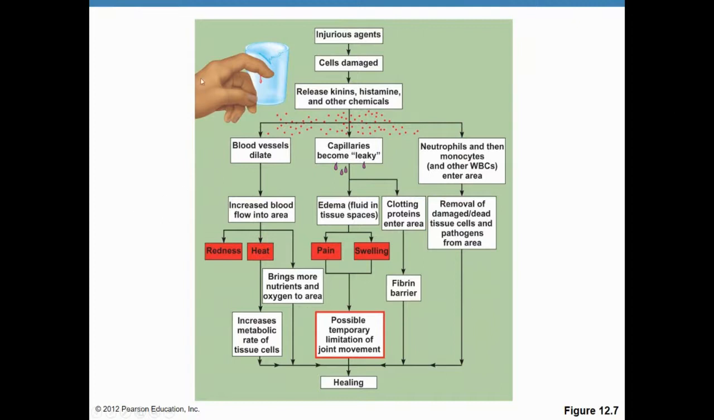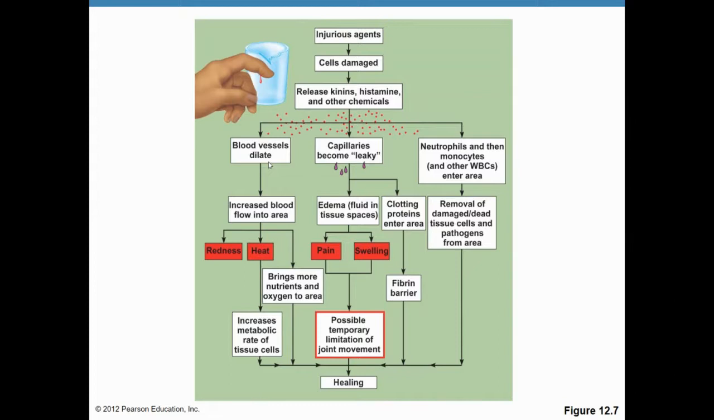So let's say that you cut your finger on a broken glass. The cells that are damaged when you cut yourself are going to release inflammatory chemicals, things called kinins and histamines. Those kinins and histamines are going to affect the surrounding tissue. The blood vessels in the area of the damage are going to dilate, and when they dilate, there's going to be increased blood flow to that area.